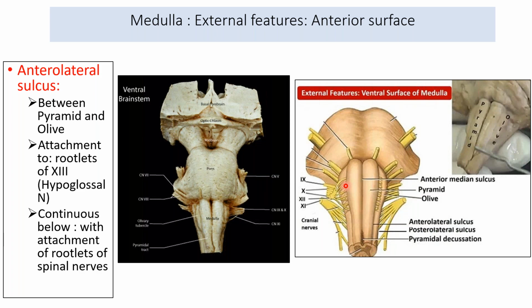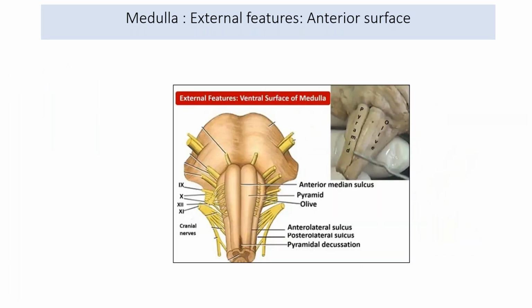Can you see the origin of the hypoglossal nerve? I told you 9, 10, 11, 12 all arise from the medulla, but from which point exactly? The 12th arises from the anterolateral sulcus, the sulcus which is between the pyramid and the olive. If you continue this sulcus below, it will correspond with the attachment of the rootlets of the spinal nerves in the case of the spinal cord. So this is that anterolateral sulcus with the arrow.